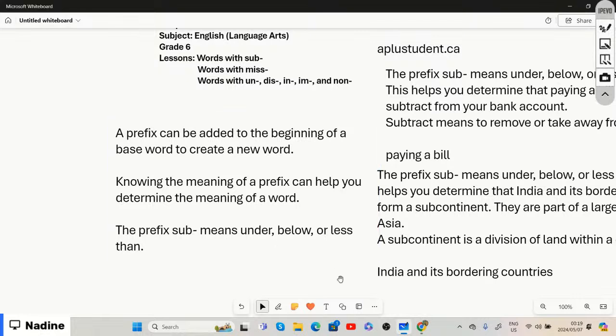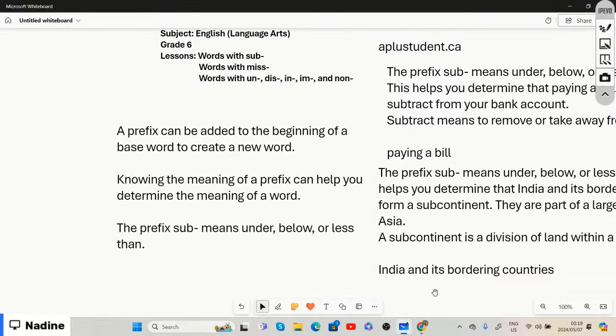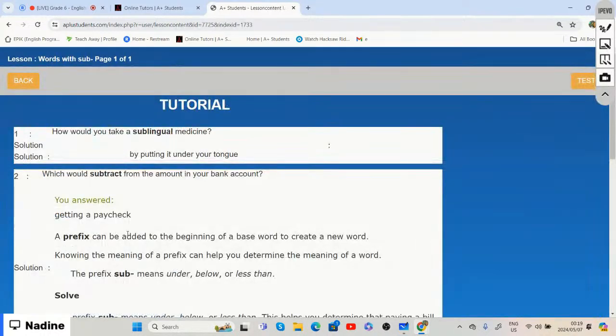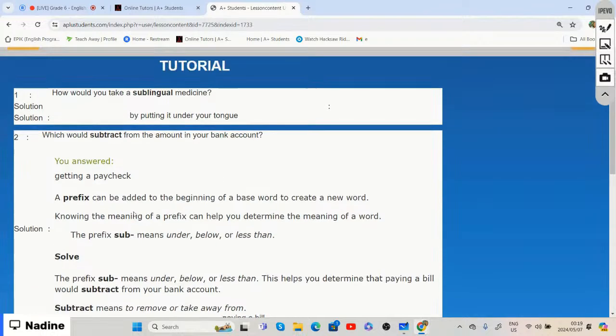All right. So now we're going to A plus students.ca and we're going to do our tutorial lesson as well as our test. And we're going to use words with sub. And remember we said sub means under, below, or less than. That is the meaning of sub.